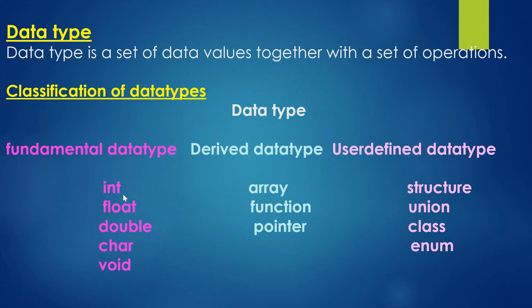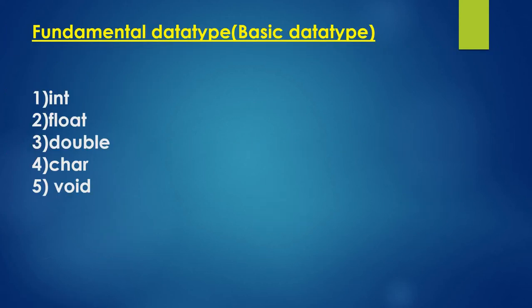Fundamental data types are int, float, double, char, void. Derived data types are array, function and pointers. User-defined data types are structure, union, class and enum. Now we can see the fundamental data types. Fundamental data types means basic data types. The fundamental data types are int, float, double, char and void.